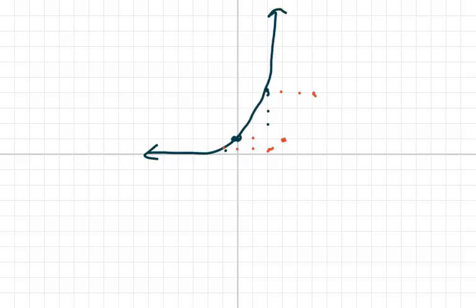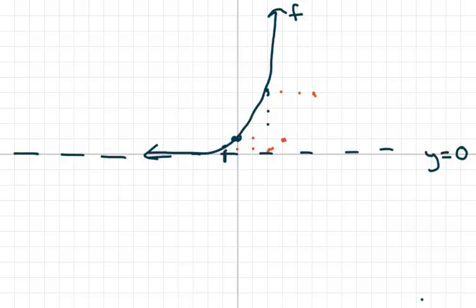This is the parent function in black. 0 goes to 1, -1 goes to 1/2, and 1 goes to 2. And it doesn't cross; we have a horizontal asymptote here at y equals 0. Okay, so this is your first function, f.